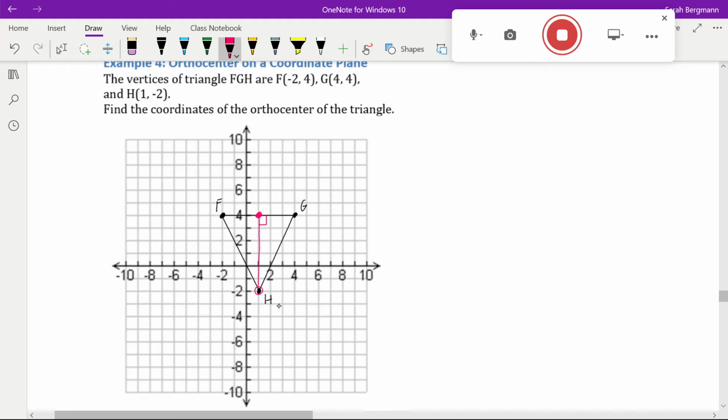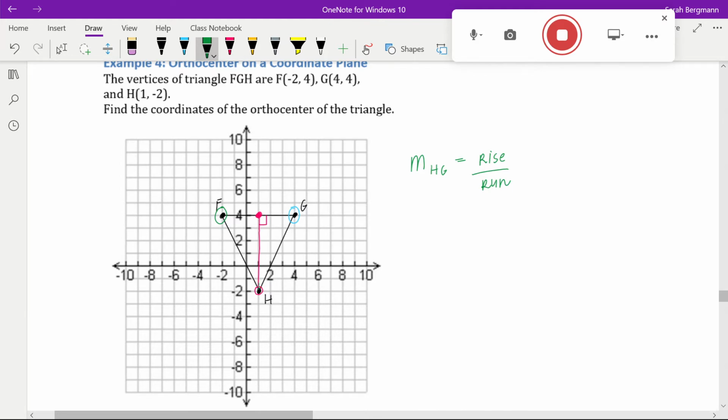Now we need one more altitude. We can either go from point F or from point G. Let's just go from point F. So what I want to do is create a line that is perpendicular to side HG. In order to figure out what will be perpendicular to HG, I will need to find the slope of HG. Remember, slope is equal to rise over run.